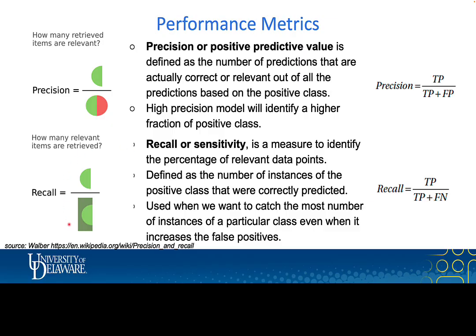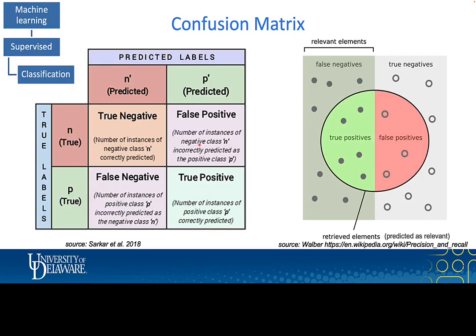Here we have the graphical depiction based on our graph here. We're trying to capture the fraction of true positives versus the full set of positives. How many of the grand true positives we actually predicted.